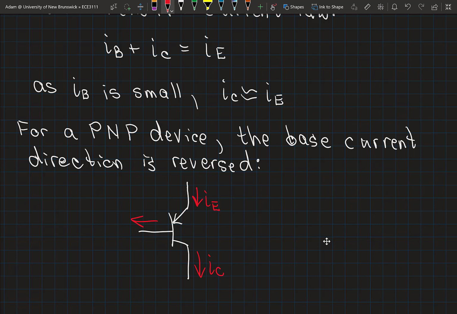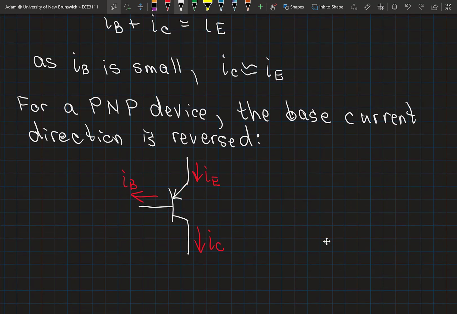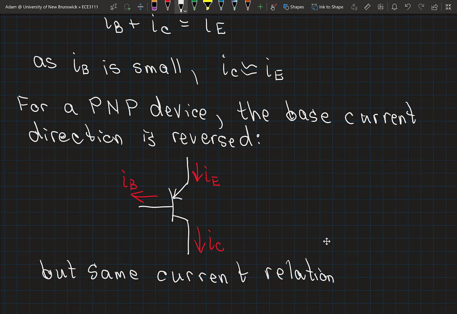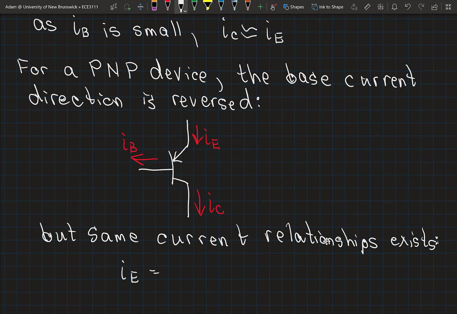So we'll notice that emitter current is now flowing into the device, collector current is now flowing out, but the base current is also flowing out because, well, now our base is N-type, so yes, electrons are flowing into the base, but electron current flow is the opposite direction of conventional current. Okay, so hence our directions. But from this we can see that the same relationship exists between the currents. And that is that the emitter current is equal to the base current plus the collector current.